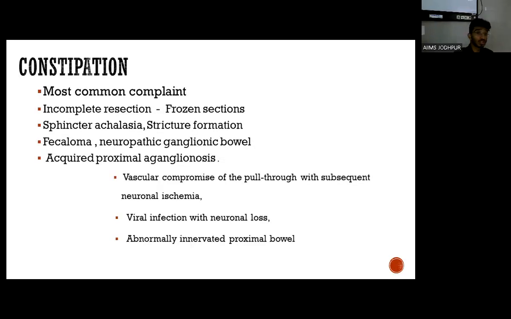Constipation being one of the most common complaints, incomplete resection may be considered one of the most common reasons, like the discrepancy in frozen sections, and sphincter achalasia, stricture formation, fecaloma, neuropathic ganglionic bowel, and acquired proximal aganglionosis. The theories behind acquired proximal aganglionosis are vascular compromise following the pull-through with subsequent neuronal ischemia, or viral infections which lead to further neuronal loss or abnormally innervated proximal bowel.